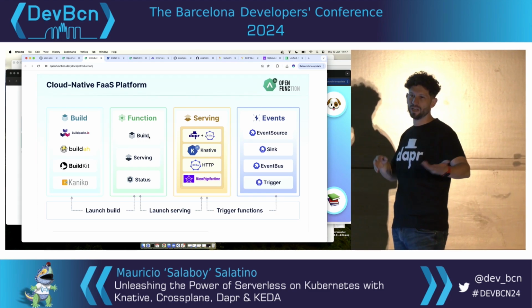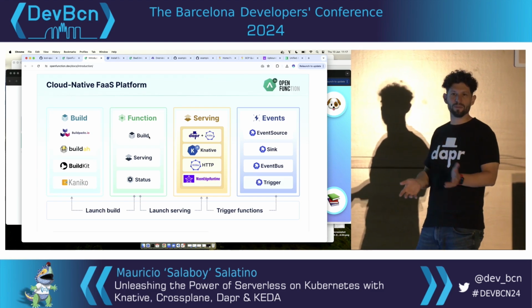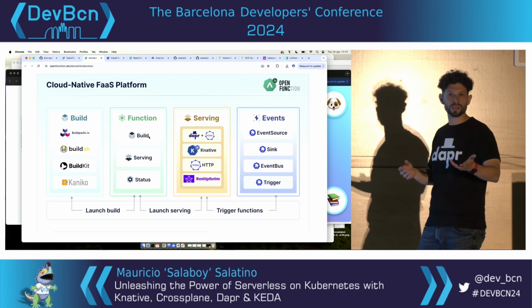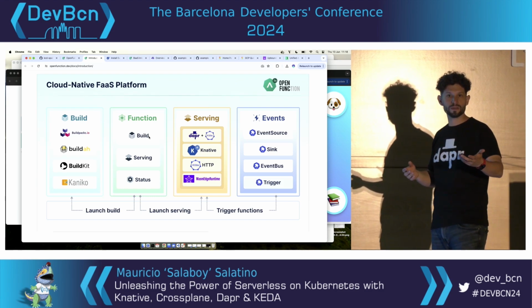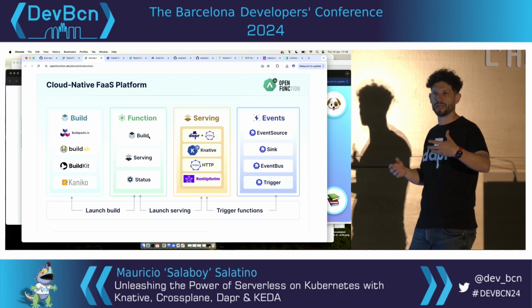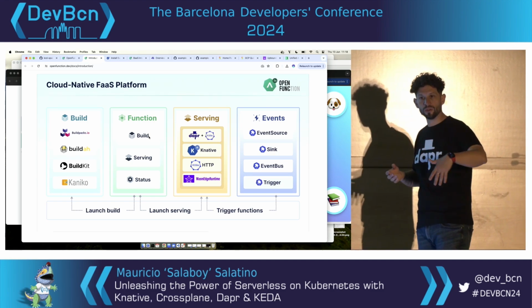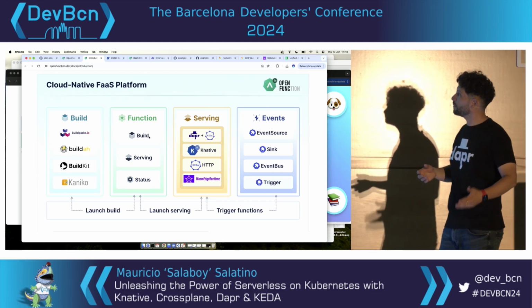Buildpacks is a complicated project. It's not a simple project, but the main idea is that you don't even need to specify in which language your function or your code is. Buildpacks will have a detection mechanism to say, this is a Java function or this is a Go function, and then we'll create containers based on that, which is a pretty interesting mechanism.